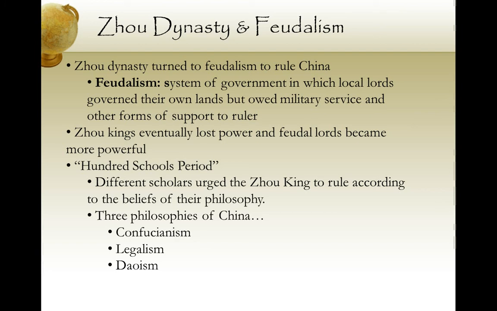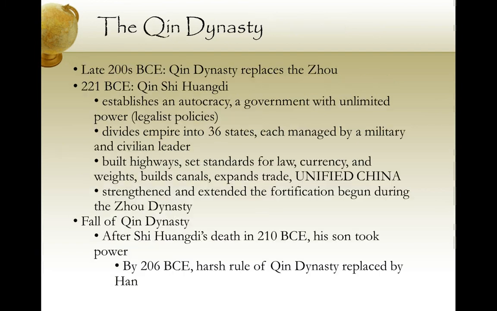We end up having this warring states period where these local lords start vying for power. They're more interested in conquering each other than serving their king. This gives rise to what's known as the Hundred Schools period. The Hundred Schools period is when we have philosophies like Confucianism, legalism, and Taoism develop. So these are different schools of philosophy that are supposed to be solutions to China's problem of how should we govern this territory effectively and how should people be treated by the government.